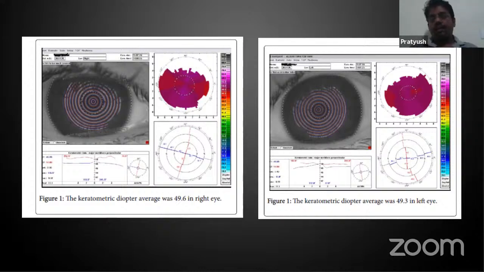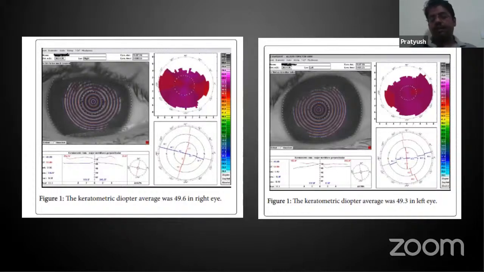If you go to the textbook, in myopia the cornea becomes steeper, but in hypermetropia the cornea is flatter. But in her case the cornea was steeper, and she had a very high hypermetropia. So we were very confused, me and the treating ophthalmologist. We both had a very long discussion about what to do with that case.